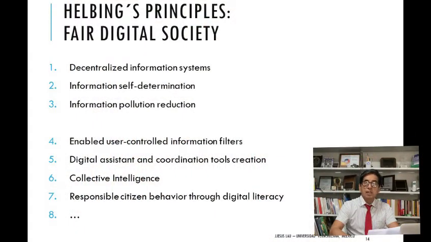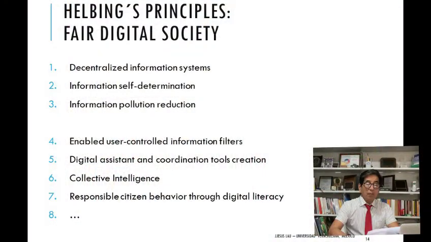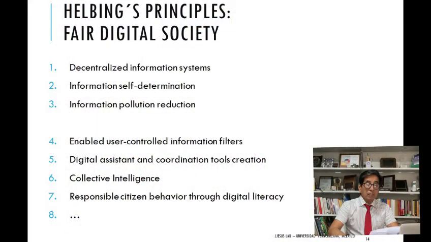You have to keep the principle of trying to decentralize information systems. Don't be dependent on only one information system, as they are increasingly becoming concentrated and worldwide powerful. So promote decentralized information systems, number 1. Number 2, promote information self-determination. Promote information pollution reduction. Enable user-controlled information filters. In other words, create filters to protect yourself or to use the proper information that you may need. Learn to use digital assistants and coordination tools in order to enhance your media and information skills.